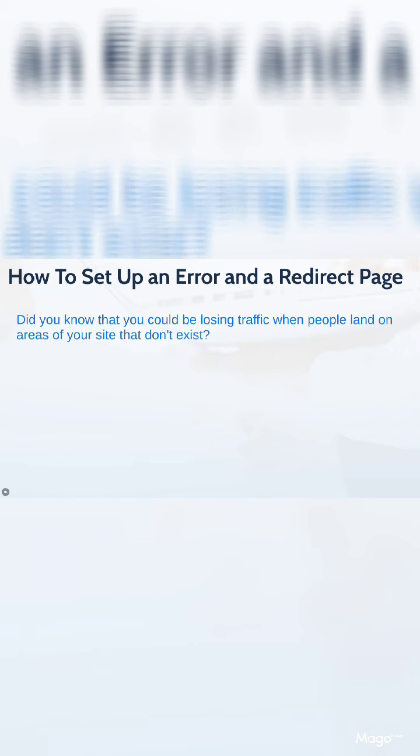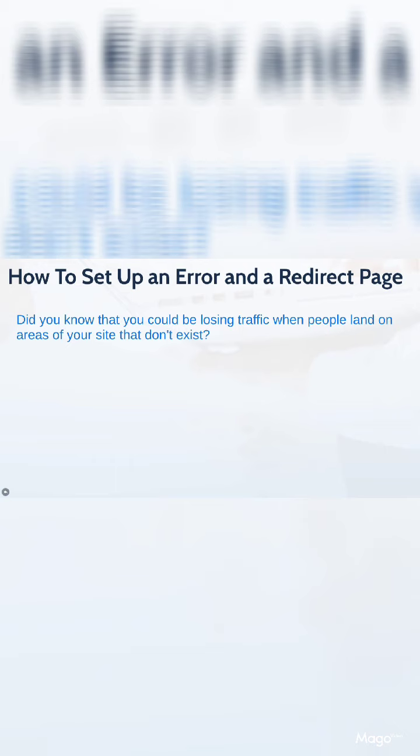Welcome to video number 6, and in this particular video we're going to talk about how to set up an error and redirect page. So did you know that you could be losing traffic when people land on certain areas of your website that don't exist? In other words, over the years of maintaining your website, you'll have pages and elements, videos, zip files, whatever, that will disappear from your website. What will happen over the years is they will be indexed by Google, and if somebody clicks on that through Google and comes to your website, it will lead to what we call a 404 error page.